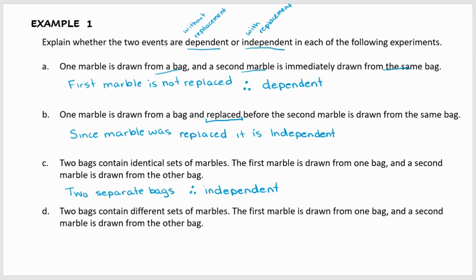Two bags contain different sets of marbles. The first marble is drawn from one bag, and the second marble is drawn from the other bag. In the previous example, we had identical sets of marbles. Here we have different sets of marbles. And in order to classify if it's independent or dependent, that fact does not matter. It's all about two separate containers, two separate bags. So therefore the event is independent.